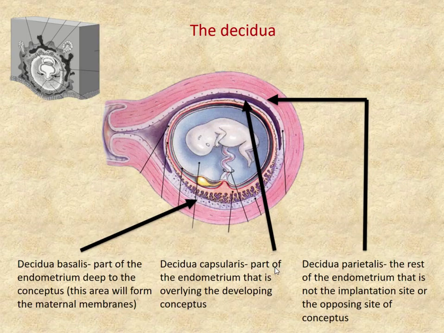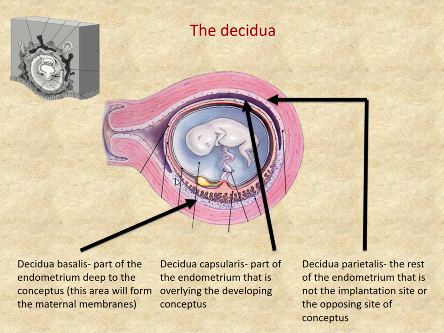All right, and I mentioned it a couple times, and I want to explain to you that there are a few different regions of the decidua of the endometrium of a uterus that has an implanted embryo. And these are clinically important because you might need to describe where something is in relation to the developing embryo. So you need to know these terms. The decidua basalis is the part of the endometrium that is deep to where the implantation site is. So if here's the developing embryo and fetus, the conceptus, this is the decidua basalis.